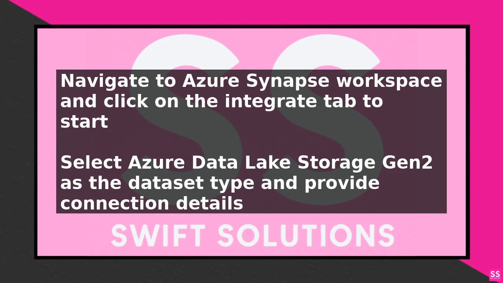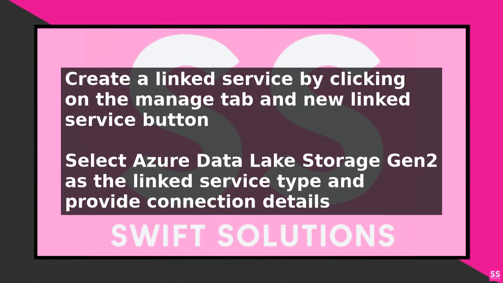Select Azure Data Lake Storage Gen 2 as the dataset type and provide the necessary connection details, including the account name and key. Next, create a linked service by clicking on the Manage tab and then clicking on the New Linked Service button. Select Azure Data Lake Storage Gen 2 as the linked service type and provide the necessary connection details. Once the linked service is created, you can create a pipeline to ingest data from ADLS into Azure Synapse.